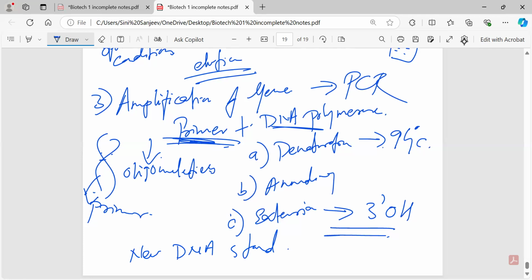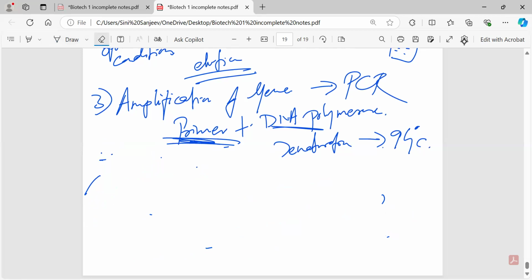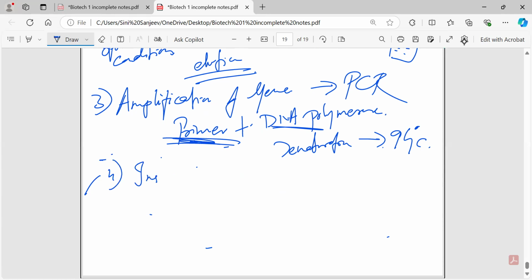Next, after this, the next procedure is what? The fourth step is to insert it into the host. So how to insert it? Already I told you, make it competent and insert it, in whatever cells, if you're taking bacteriophage, a plasmid, whatever it is. After inserting, the fifth step is what?